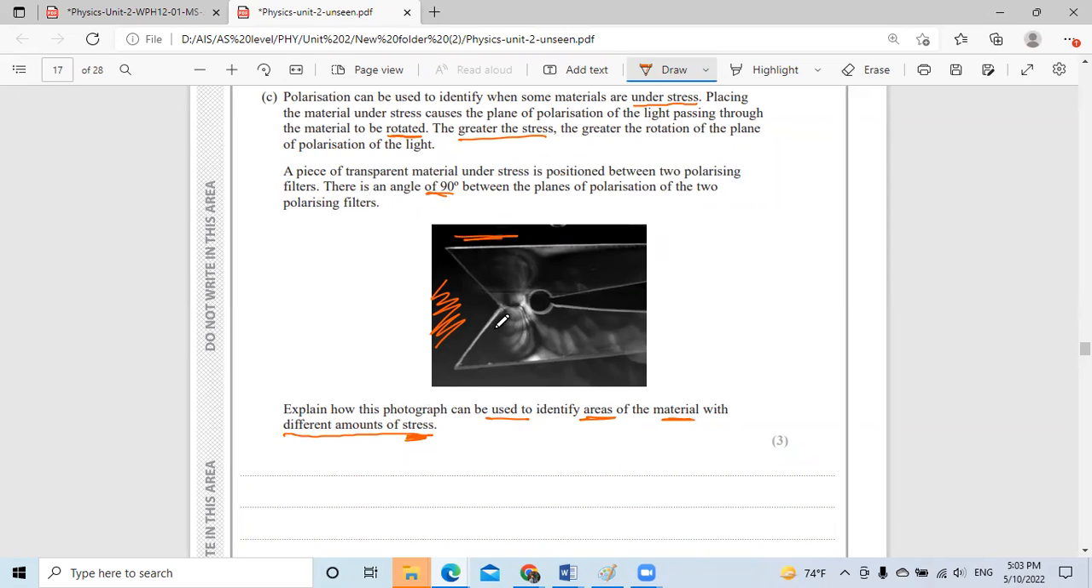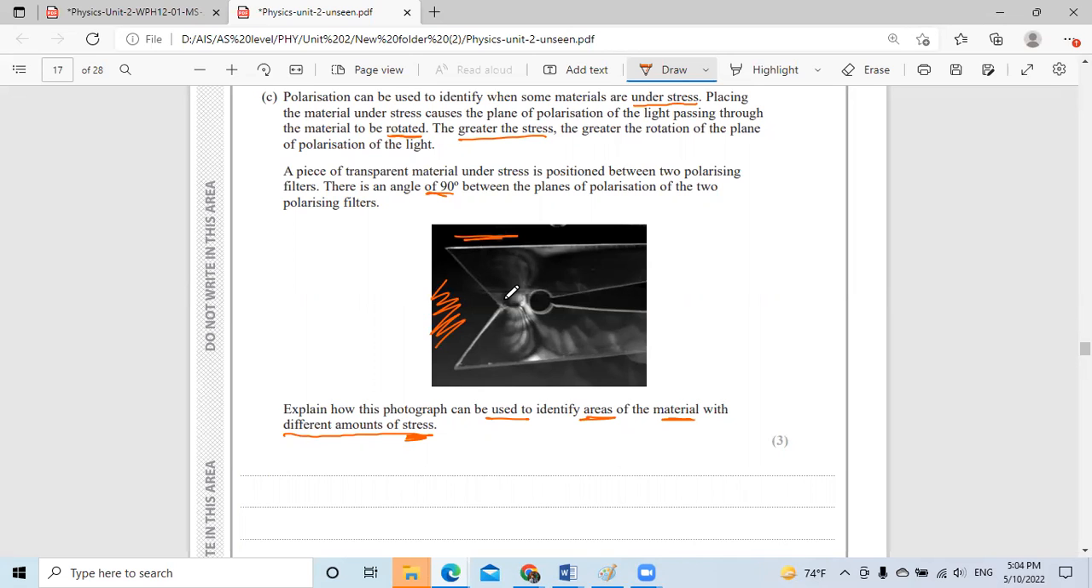Now, we know that, yes, one of the answers from Hamza: the two polarizing filters are perpendicular to each other. So when the stress is applied, more rotation to the plane polarized light occurs, so that greater curve will appear as it passes through the second polarizer. Bravo. Another answer.